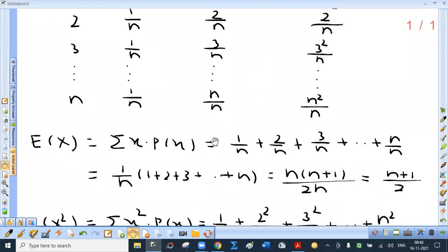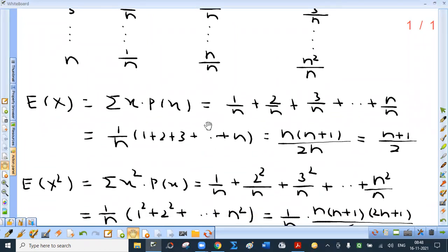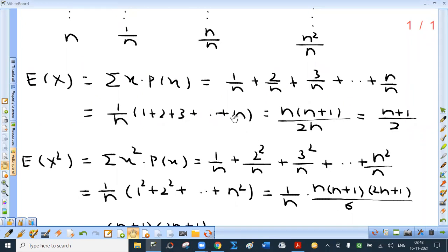Sigma x into p of x. So it is 1 upon n plus 2 upon n up to n upon n. Take 1 upon n common. So 1 plus 2 plus 3 up to n. This is sum of the first n natural numbers, n into n plus 1 upon 2. So n gets cancelled. What remains is n plus 1 upon 2.